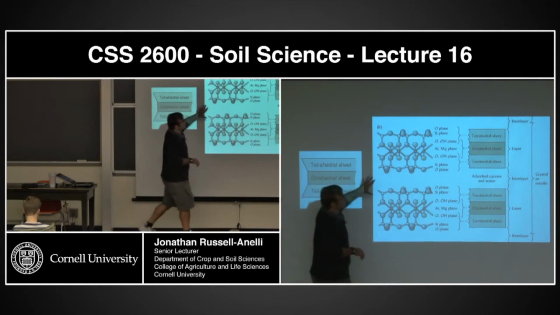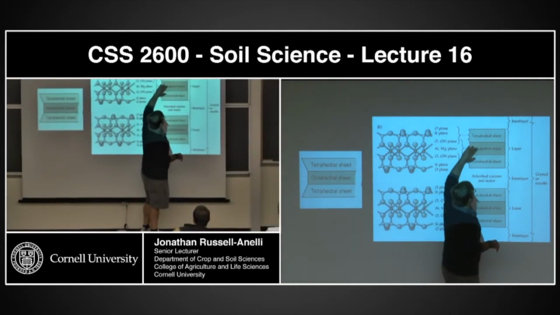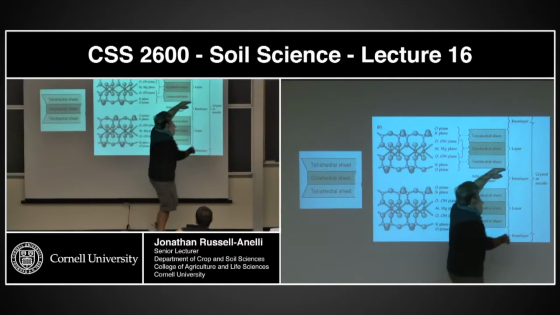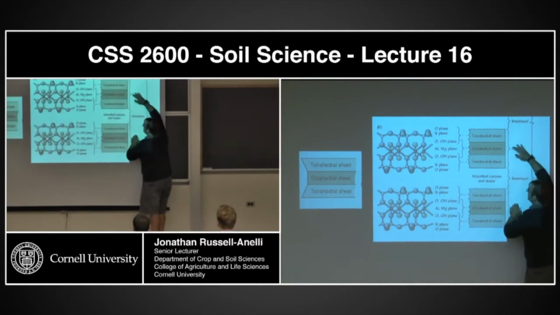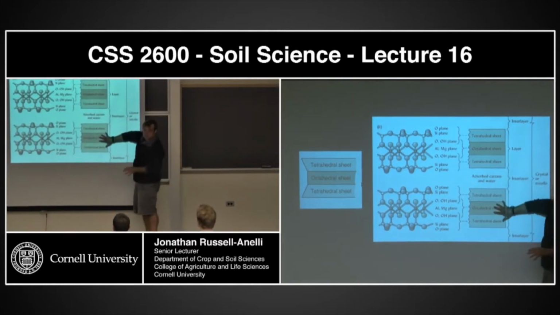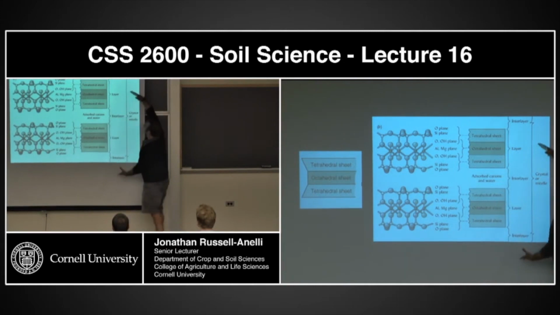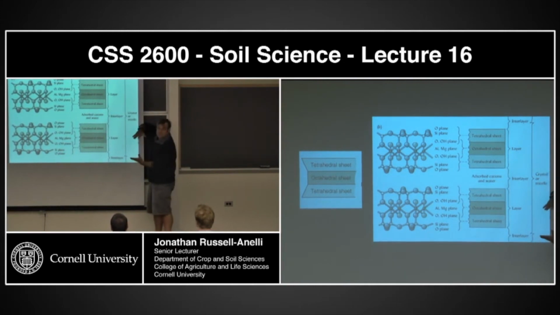Here are the sheets. There's a tetrahedral sheet, an octahedral, and a tetrahedral. That's an individual layer. This layer has a space in between the next layer, and all together we call these things a sheet, a crystal, a micelle, I should say, when you put it together.